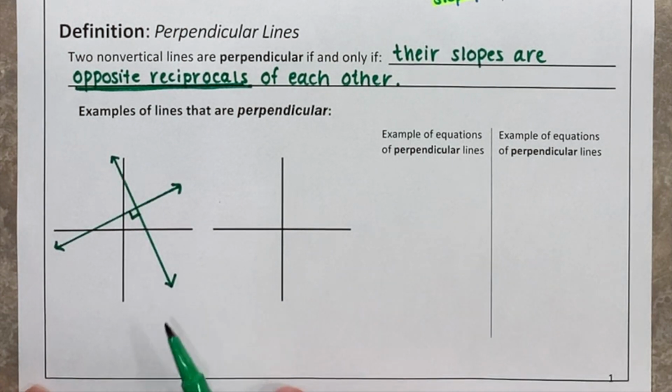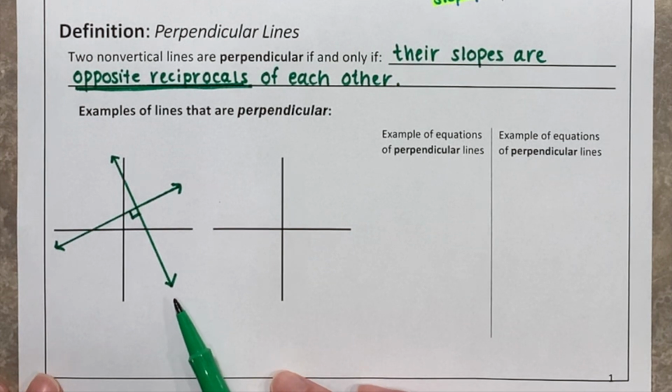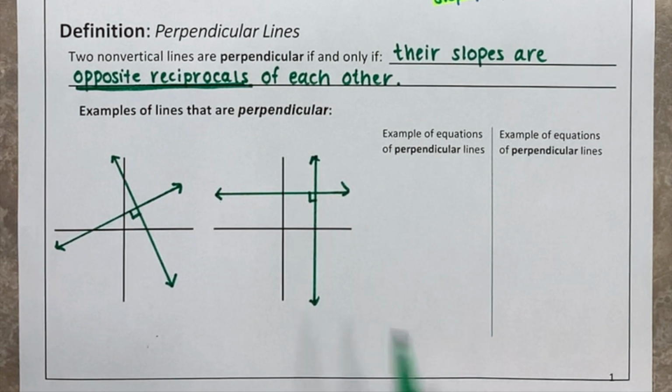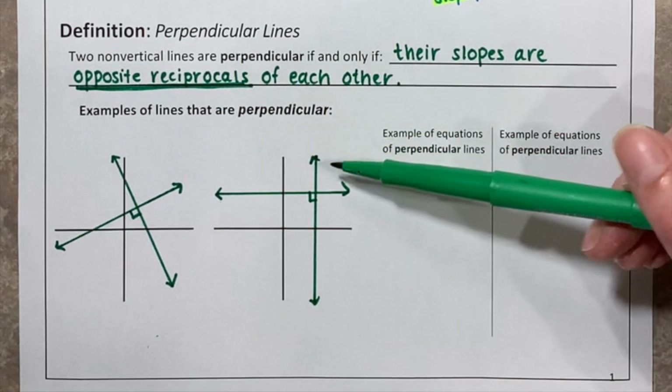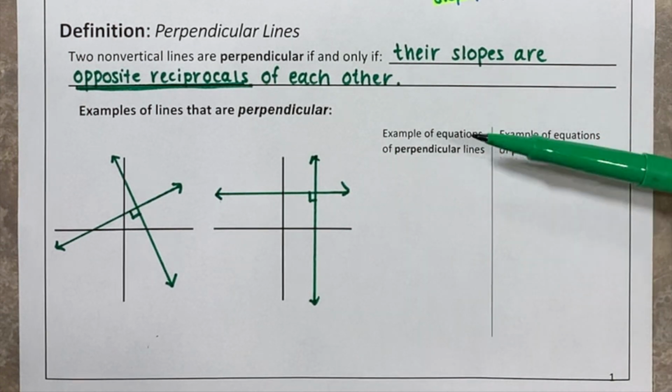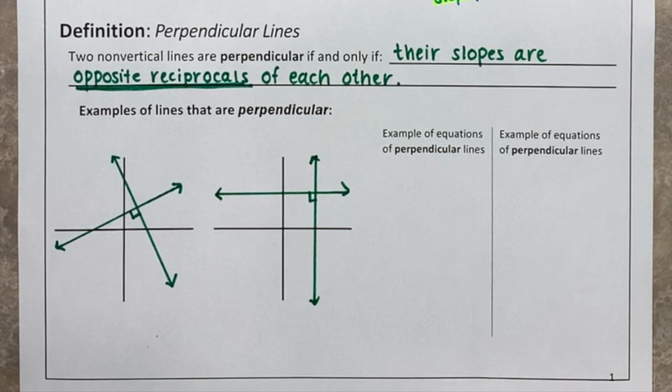Here's one example of perpendicular lines. Notice that perpendicular lines intersect at a 90-degree angle. Here's another example of perpendicular lines. Any horizontal line will be perpendicular to any vertical line. Next, let's take a look at some examples of equations of perpendicular lines.